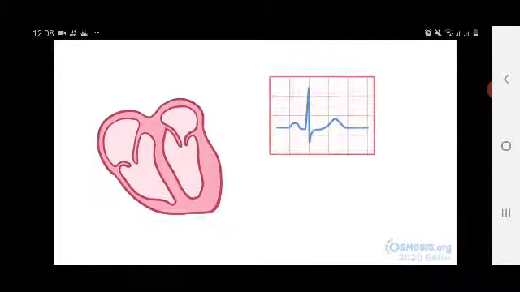An ECG can show evidence of hypertrophy and enlargement in all the heart's 4 chambers. So let's go through them one by one.